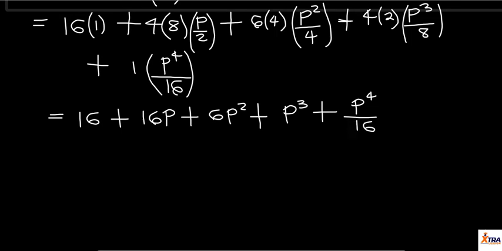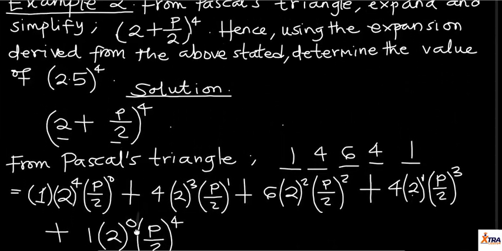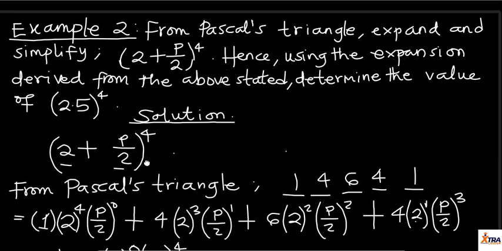So this will be my values of my coefficient. This will be my expansion. This will be the values I'll be getting after expanding 2 plus p over 2 all raised to the power 4. Now, that means I've satisfied the very first question that we're asked to find. But in the second part of this question, we're told that hence, using the expansion derived from the above stated, we are asked to determine the value of 2.5 raised to the power 4.